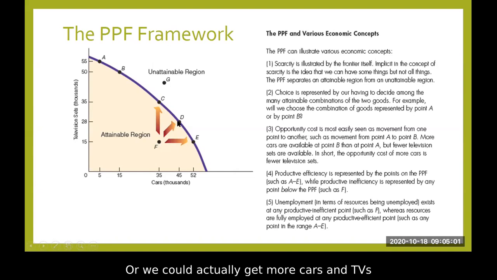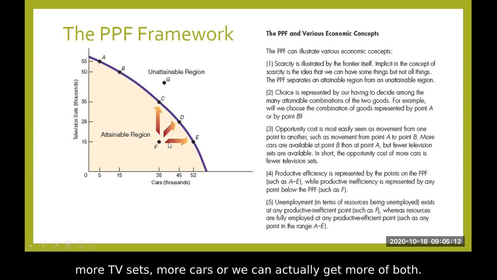Or we could actually get more cars and TVs if we go from F to D. So the reason F is inefficient is because we're able to either get more TV sets, more cars, or we can actually get more of both.